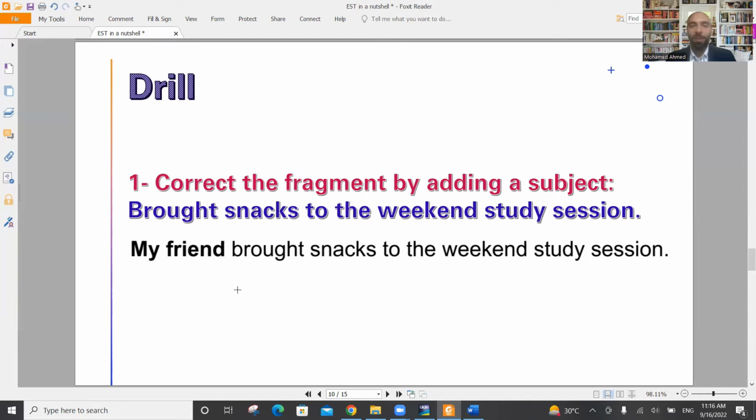Let's look at the first one. Correct the fragment by adding a subject. Here, I don't have a subject. Brought snacks to the weekend's study session. Who? I don't know. So I'm going to add my friend. You can add any name, okay? Name of your friend. You can write my mother. You can write anything.